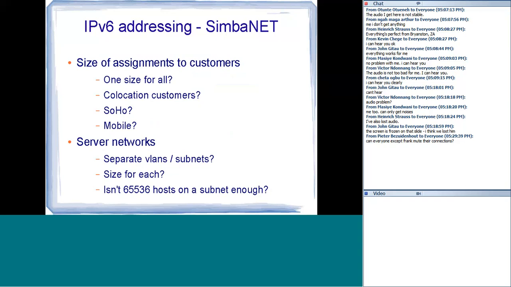Then another consideration for the overall addressing plan is the size of blocks to be assigned to customers. Will you decide for one size fits for every customer? What size do you give for co-location customers? I don't want to give the answers here, I just want to mention the questions. Small offices, home offices, what kind of blocks do they need? In Europe, many tend towards a /56 instead of a /48, but bigger customers should get a /48.